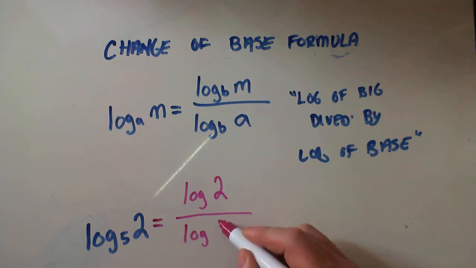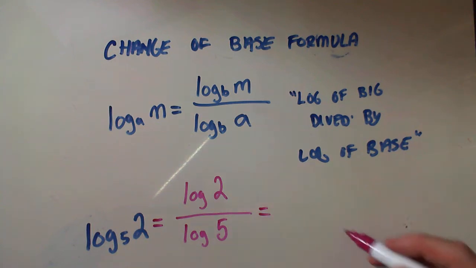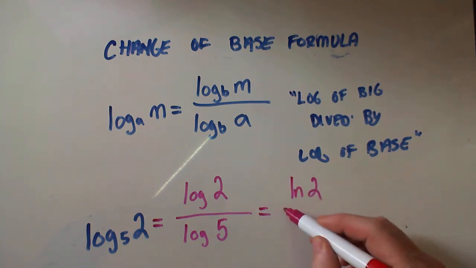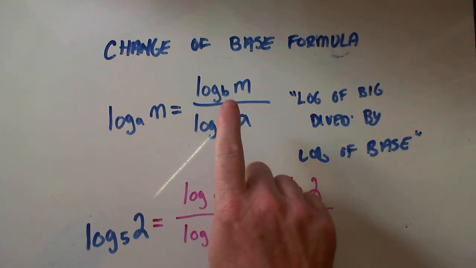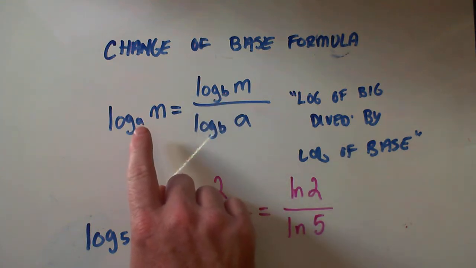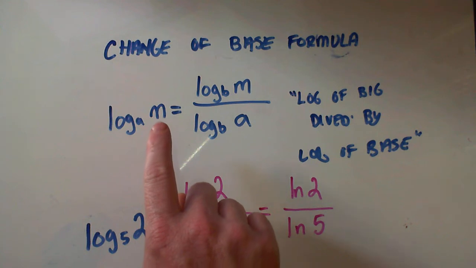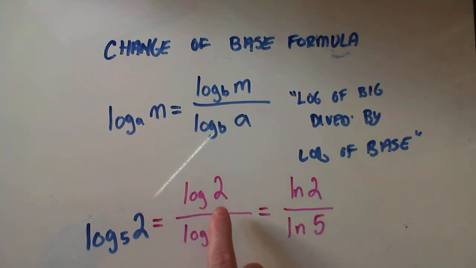So log 5. We could have also written that with a base of e and said that the natural log of 2 divided by the natural log of 5. So using this change of base formula, we've taken the base a, and notice that the a is 5 here, and we've taken the logarithm of that in the bottom. Then the m, the thing we were taking the logarithm of, we just put that in the top.